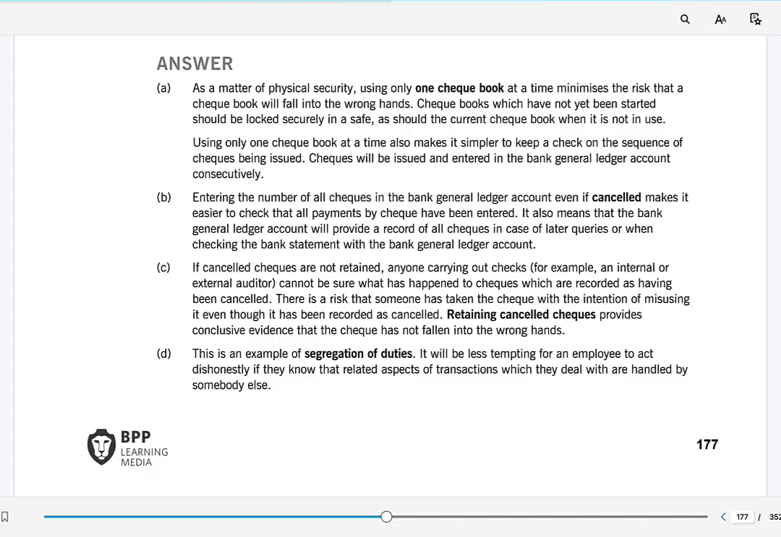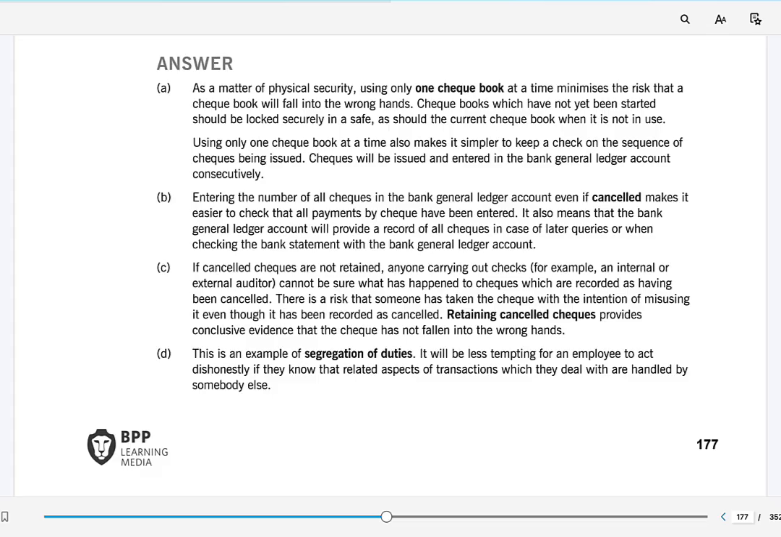Second reason, it makes checking easier. When check numbers are in order, the account staff can check quickly. They can match checks to the bank statement more easily. This makes the records more organized. This also saves time.